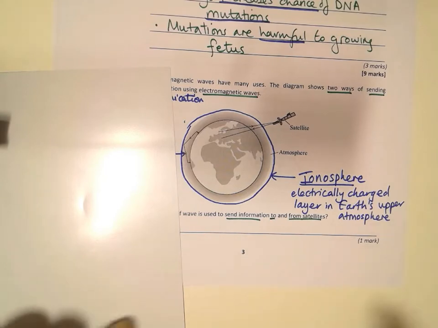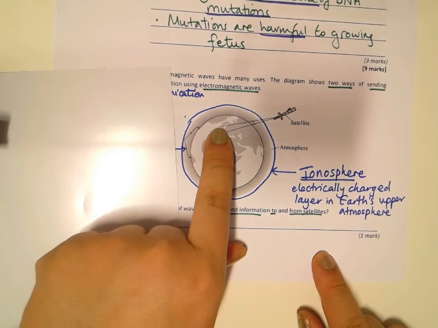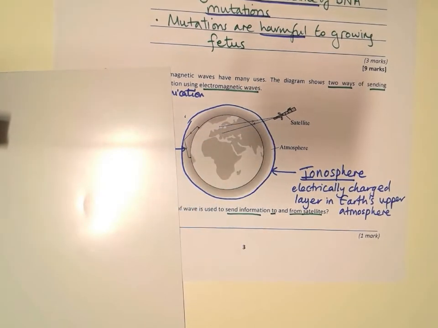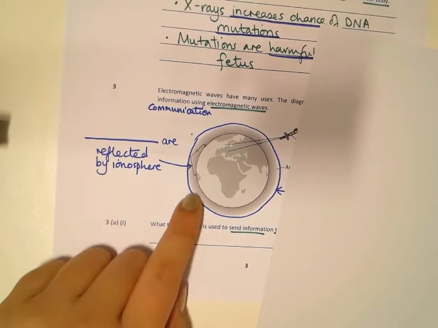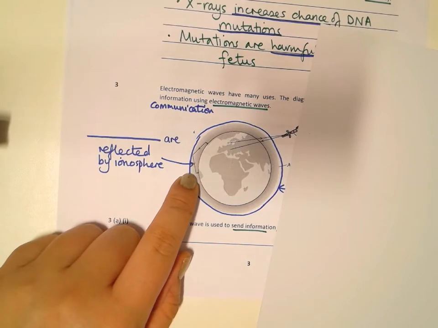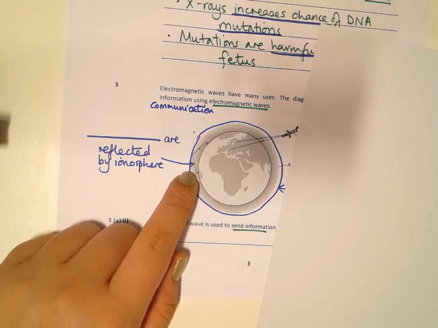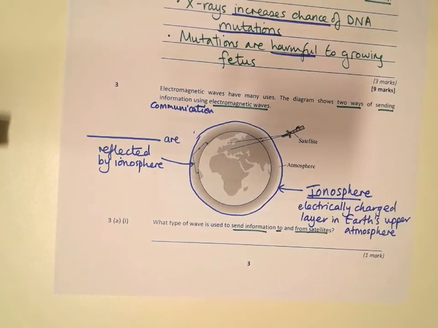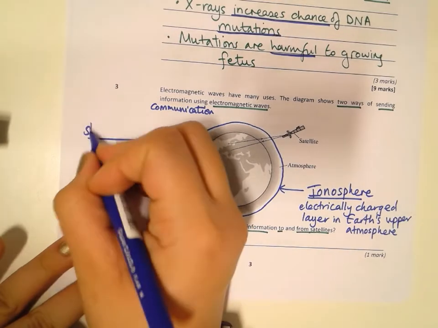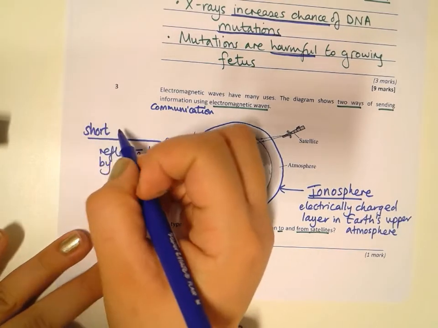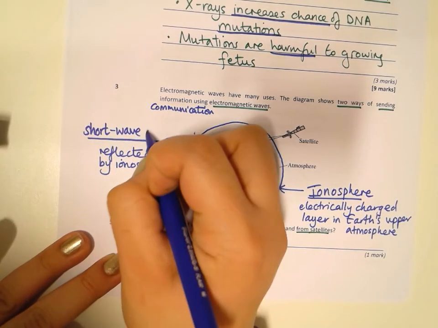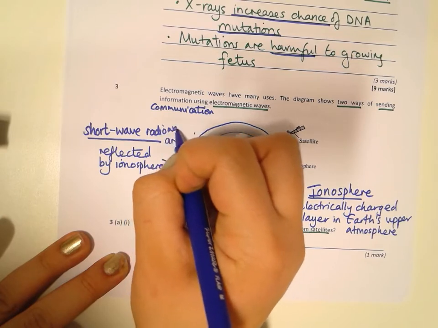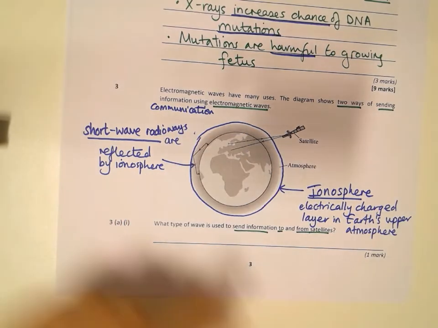And as you can see here, microwaves can pass through the ionosphere, whereas over here on the left, I should say, radio waves, so shortwave radio waves, are reflected by the ionosphere. So here I'm going to add shortwave radio waves, and they are reflected by the ionosphere.